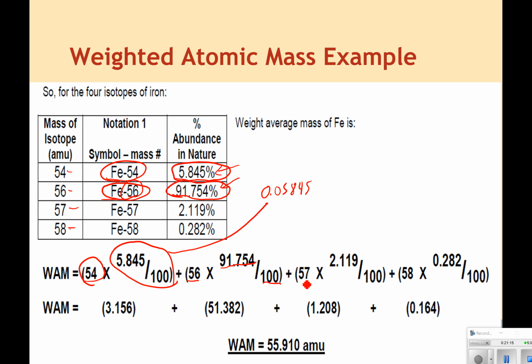over 100. And the same thing with the third and the fourth isotopes, putting their percentages over 100, making sure that we have our parentheses located here, and we're adding each of those partial averages together. And that gets us a weighted average mass of 55.910 AMUs, which is going to lie just below our iron 56. So you can see that the iron 56 is having the greatest influence since our average is just below that 56.